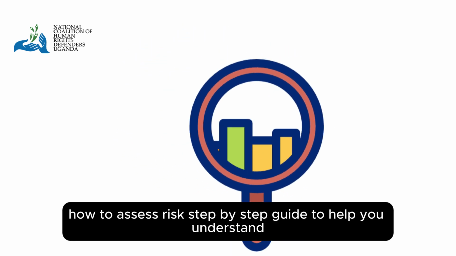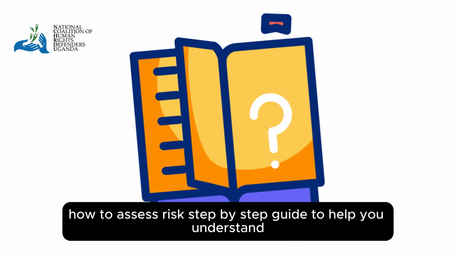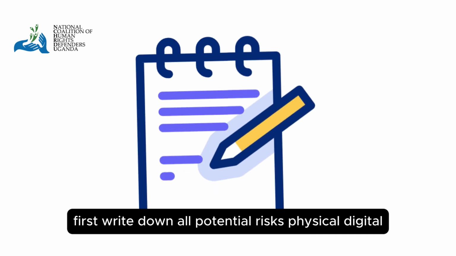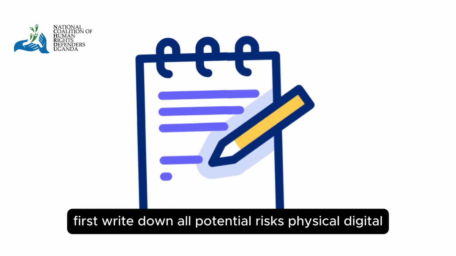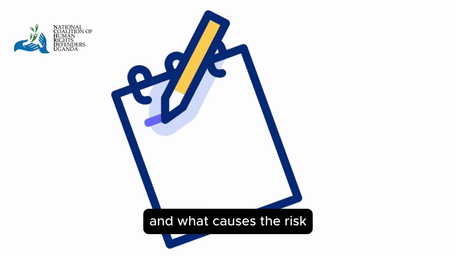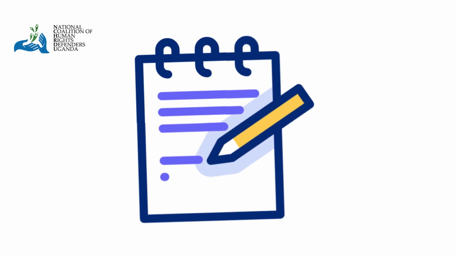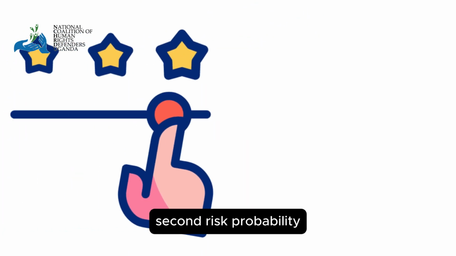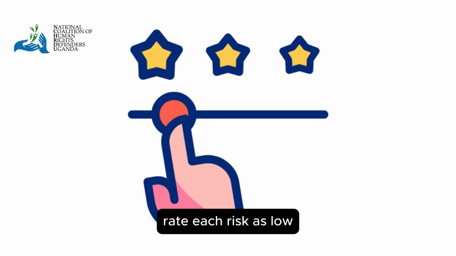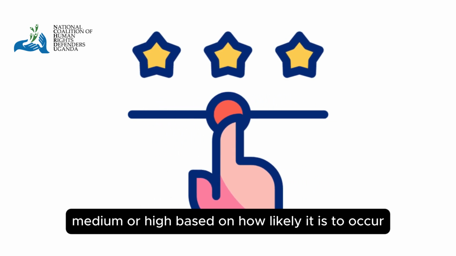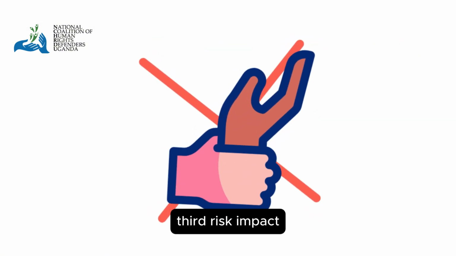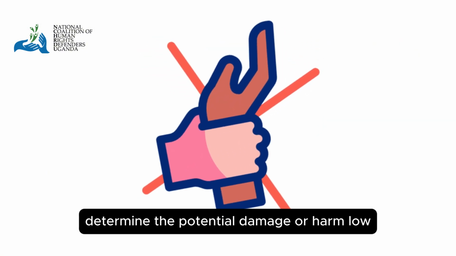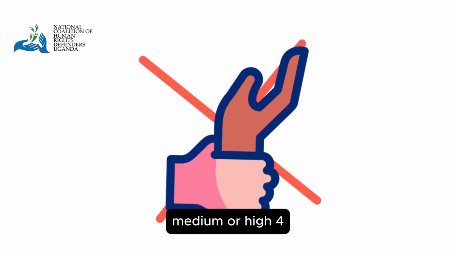How to assess risk. Here is a step-by-step guide to help you understand. First, write down all potential risks, physical, digital, legal, etc., and what causes the risk. Second, risk probability. Rate each risk as low, medium, or high, based on how likely it is to occur. Third, risk impact. Determine the potential damage or harm: low, medium, or high.